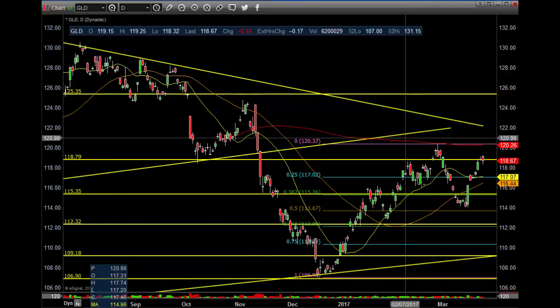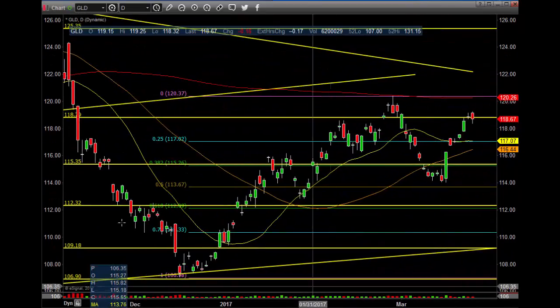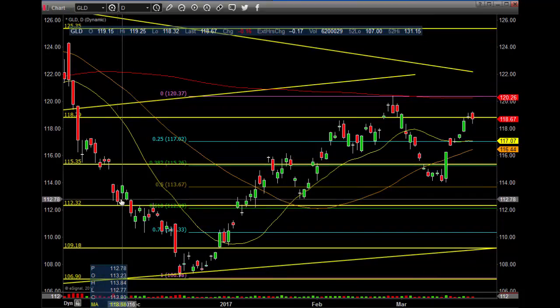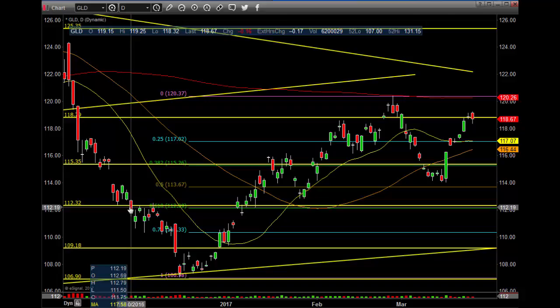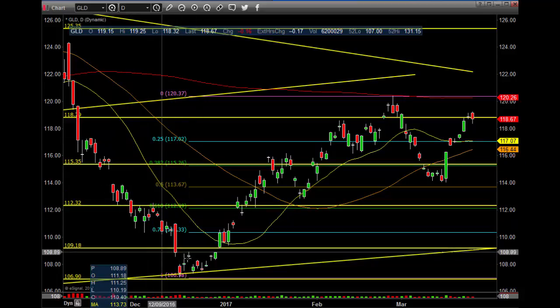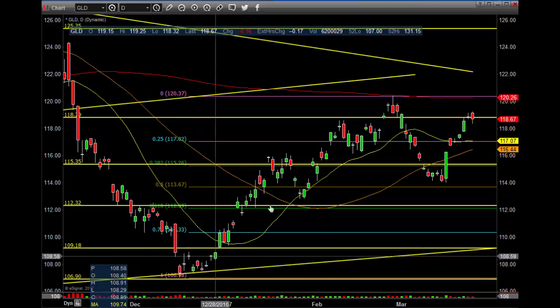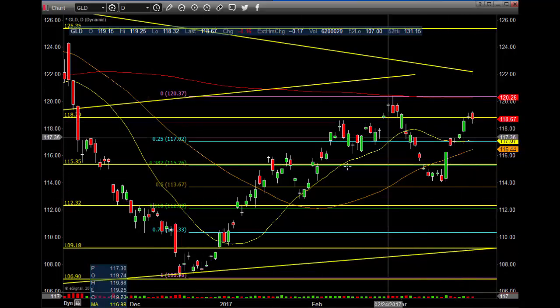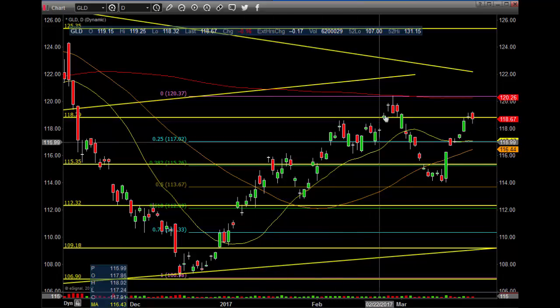The GLD. GLD again, fine. We were telling everybody 115, then in the 112, 110 area we added, then we added around 108 a couple different times. Our average is right around 110, so we're okay in this position still. It did get back above the MAs. We talked about this here. As long as it stays above, we're okay.